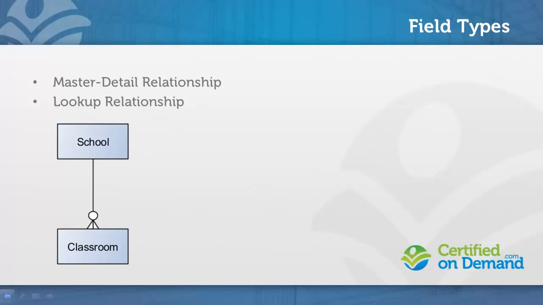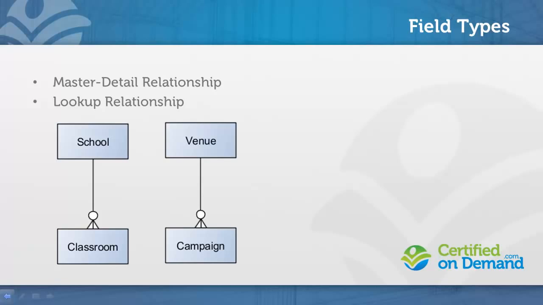School and classroom are both custom objects, and I want to establish a one-to-many relationship where one school can have many related classrooms. Example 2.